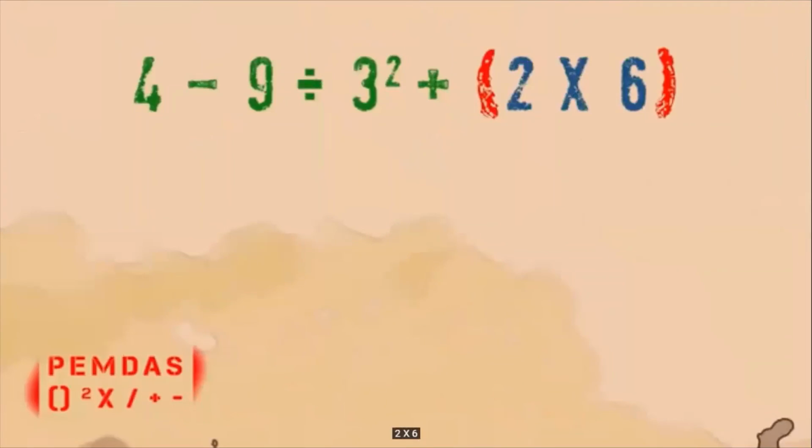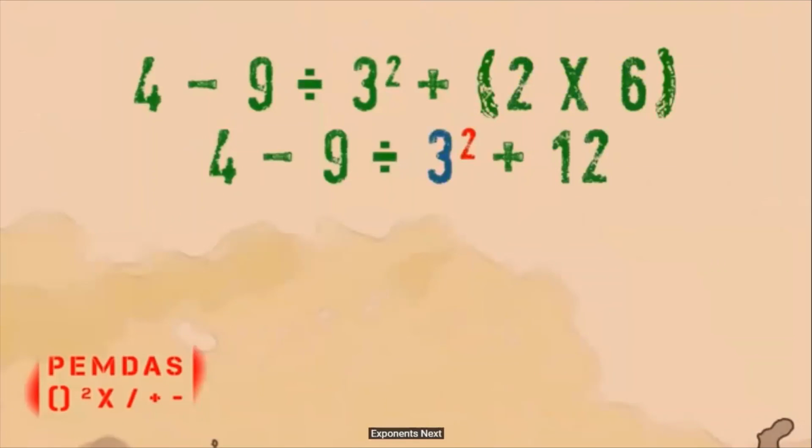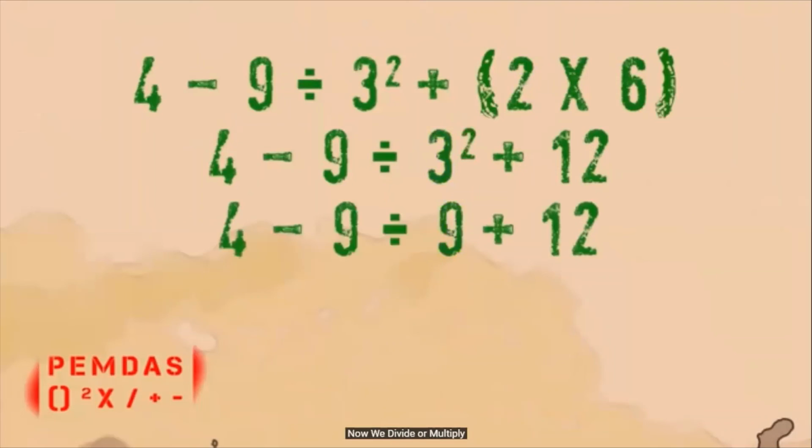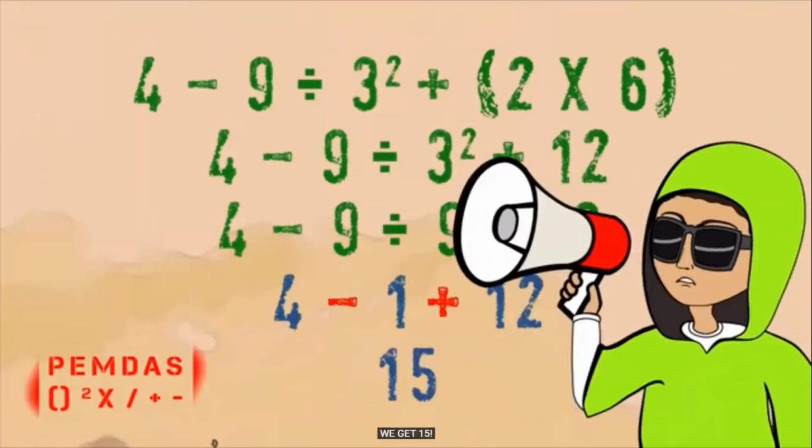Parentheses first, 2 times 6, the product's 12. Put it back in the mix. Exponents next, 3 squared is 9. When you know the tricks, it don't take much time. Now we divide or multiply. Let's see what we got. Take a look at the signs. 9 divided by 9 is 1. The answer's close, man. We're almost done. 4 minus 1 has a difference of 3. When we add the 12, we get 15.